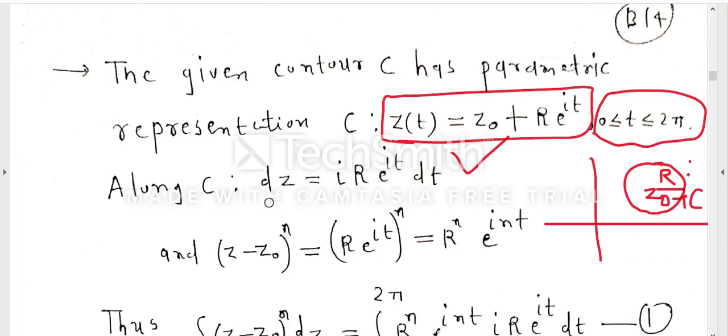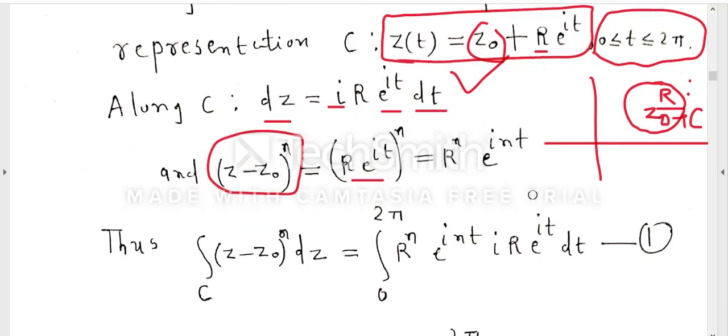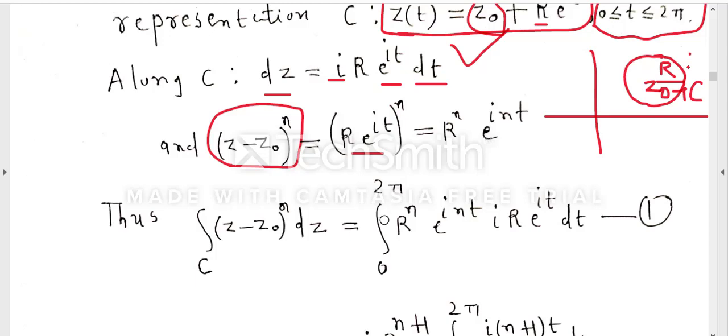So we find out what is dz. dz is going to be, this is constant, so derivative is 0. r is constant, derivative of e raised to it is e raised to it into i dt. And we convert our function in terms of t. So our function is (z minus z0) to the power n. So we put z minus z0 equal to r e raised to it. So this is going to be r to the power n e raised to i n t. So everything is converted in terms of t.